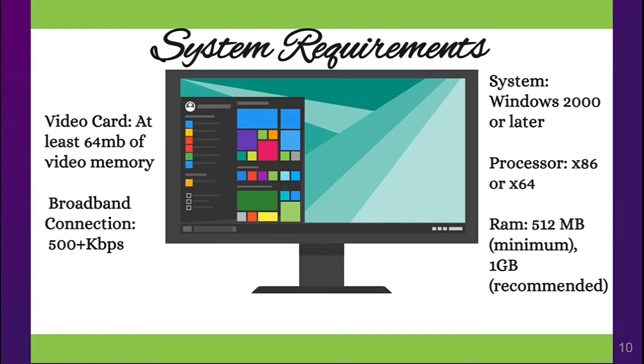If orders begin to stack up and your team gets overwhelmed, there is an option to slow down the ordering process if you so choose. Additionally, we recommend that the system be at least Windows 2000 or later, the processor be an x86 or an x64, and 512 megabytes of RAM is the minimum, but it is recommended to have at least a gigabyte for optimal performance.